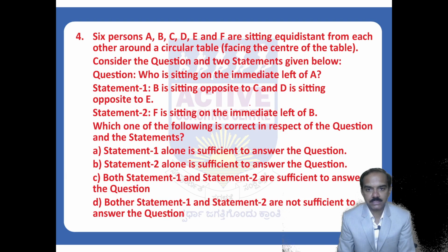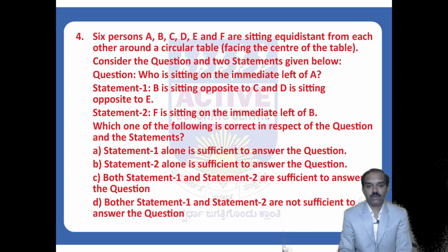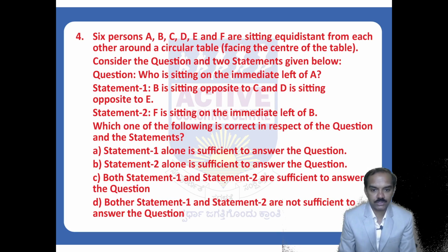6 persons A, B, C, D, E, and F are sitting equidistant from each other around a circular table facing the center of the table. Consider the question and two statements given below. The question is, who is sitting on the immediate left of A? Statement 1 says B is sitting opposite to C and D is sitting opposite to E. Statement 2 says F is sitting on the immediate left of B. Which one of the following is correct in respect of the question and the statements? One alone is sufficient, two alone is sufficient, both are required, or even after giving you both, nothing can be done. These are the four options given.